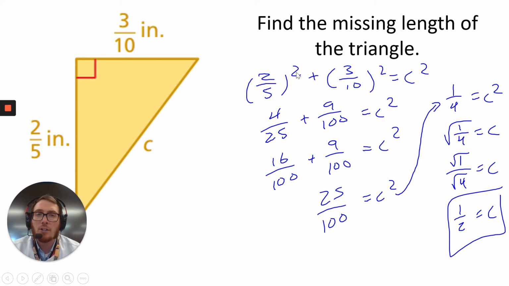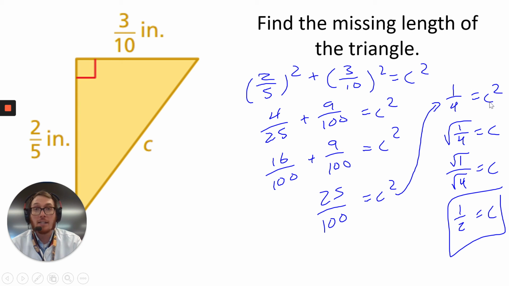When I square a fraction, I just square the top and bottom. So 2 times 2 is 4, 5 times 5 is 25, 3 times 3 is 9, 10 times 10 is 100. When I add fractions, I have to find a common denominator. So I'm going to multiply the first fraction by 4 over 4 to make it out of 100, and it's 16 out of 100. When I add fractions, remember I just add the numerators, so 16 plus 9 is 25 out of the 100. That simplifies down to 1/4.